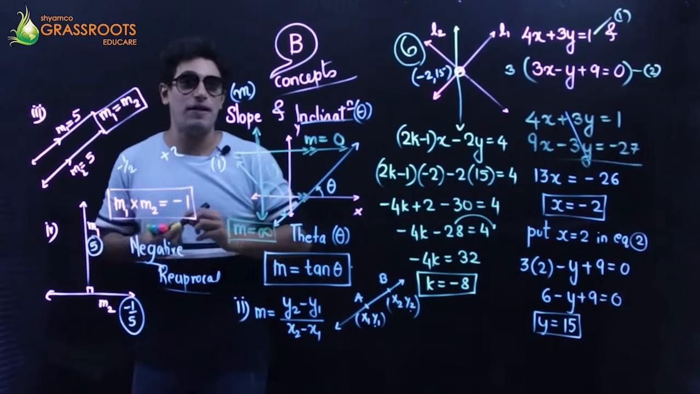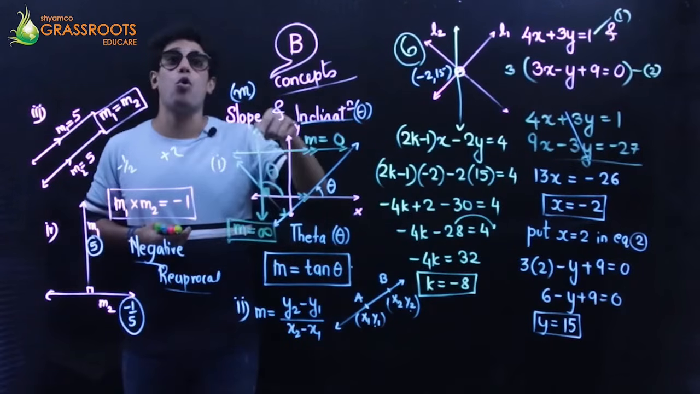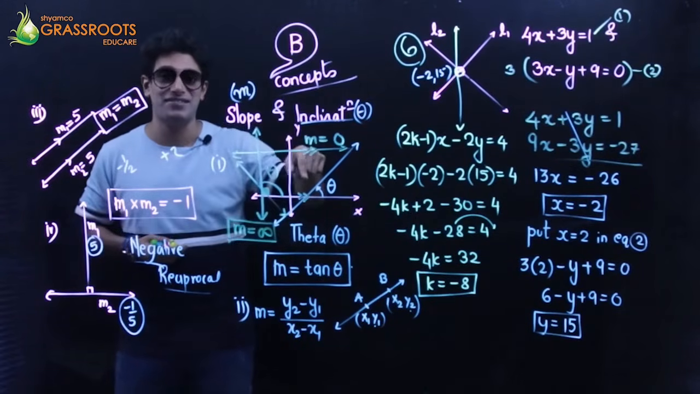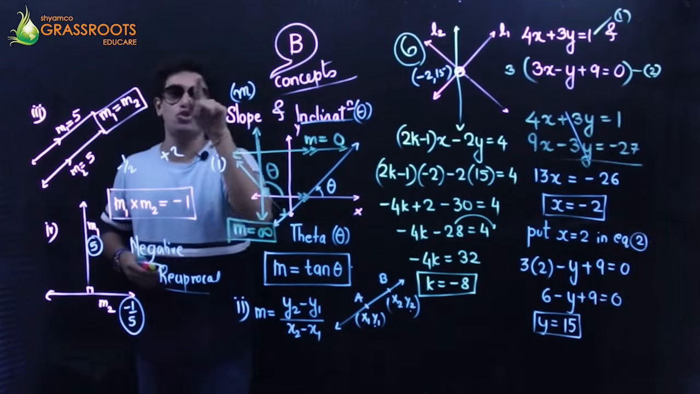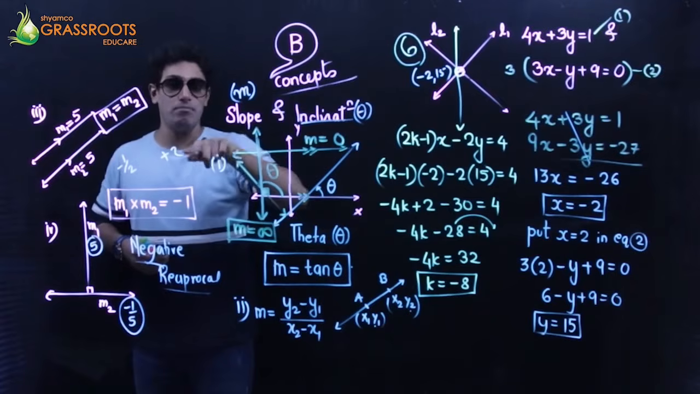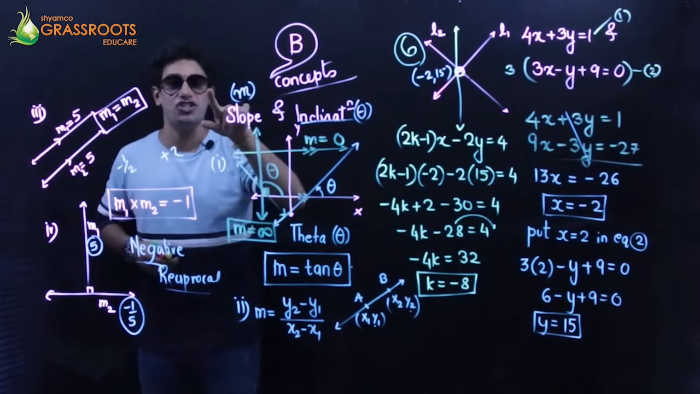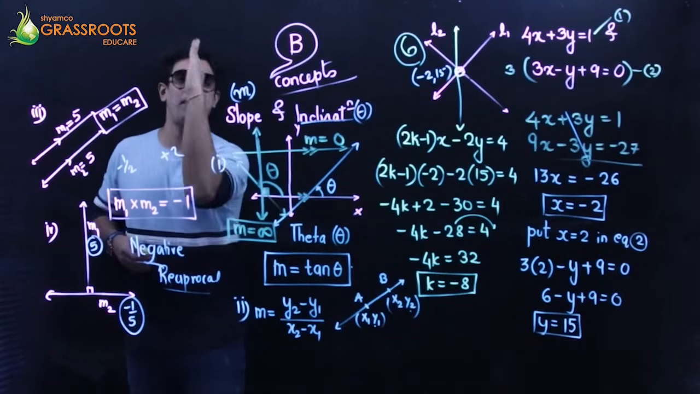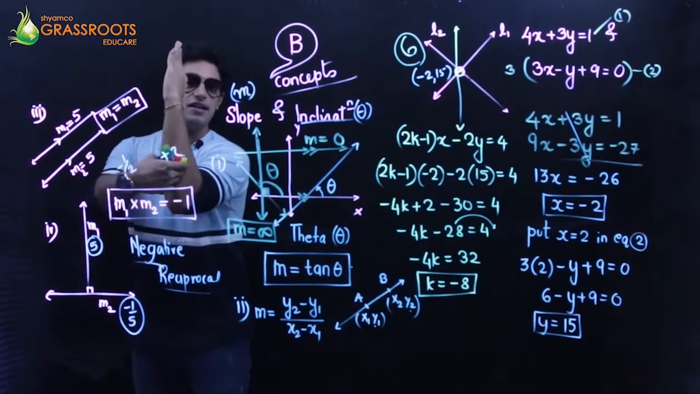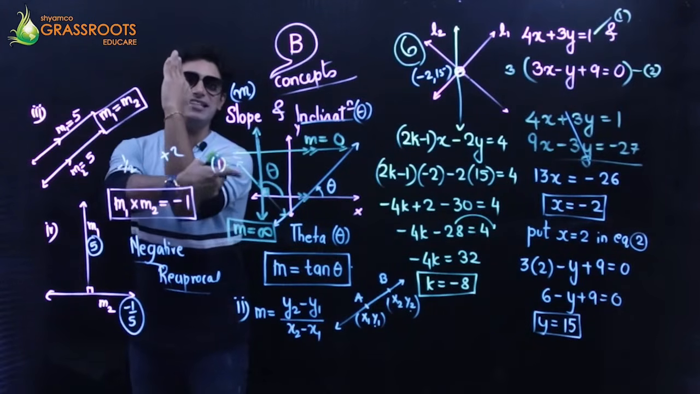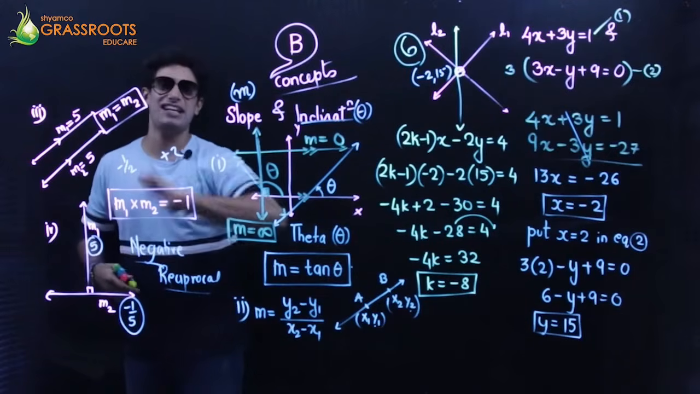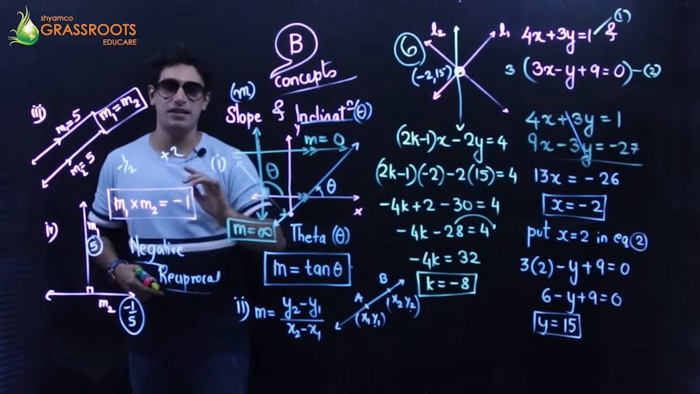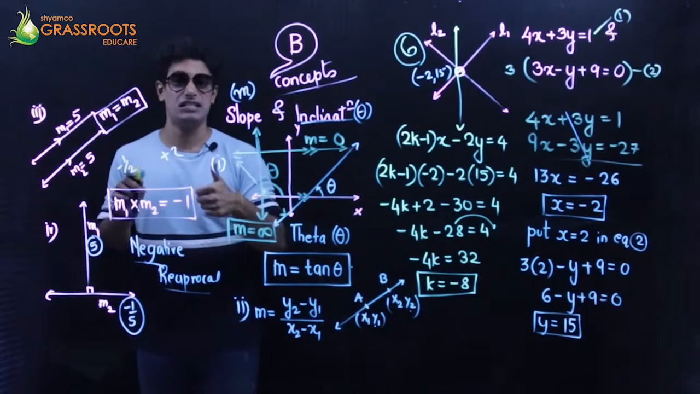So if I'm talking with respect to the coordinate axis, for a line parallel to the x-axis, the slope of the line is 0 because the inclination theta is 0. When the line is perpendicular to the x-axis, the inclination theta is 90 degrees and the slope of this line is not defined, infinity. So I have taught you 6 things.